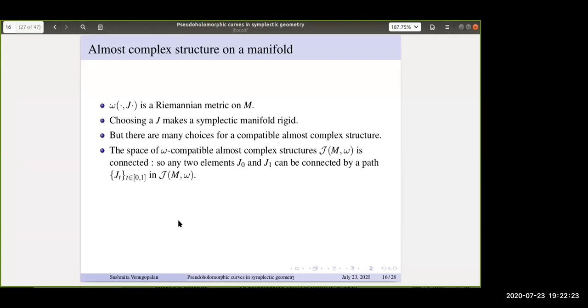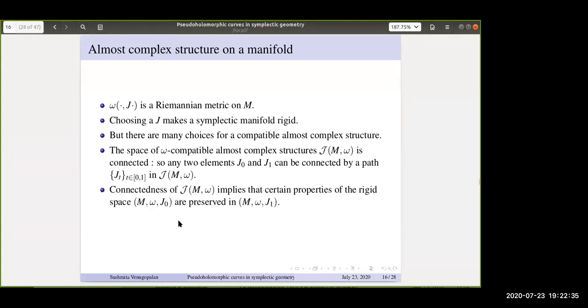So there is some expectation that this one choice of rigid manifold might be related to this other choice of rigid manifold. So connectedness of the space of compatible almost complex structures implies that certain properties of the rigid space M omega J0 are preserved in M omega J1. So actually, as a side remark, more can be said about the space of compatible almost complex structures, and that is that the space is contractible. It's not just connected, it's contractible. But that's not relevant for us right now.